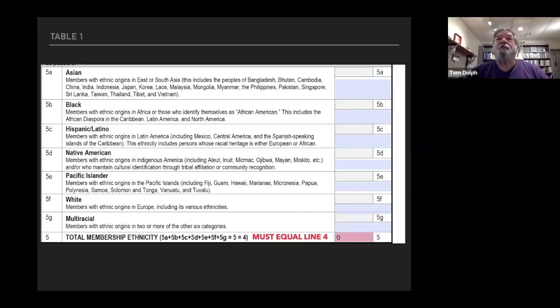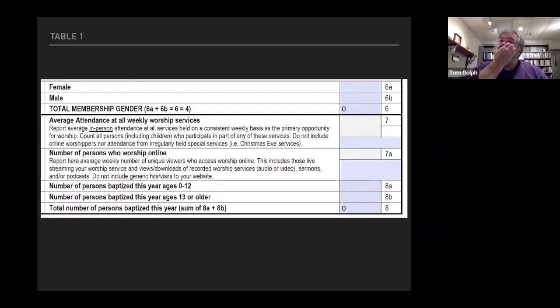In the online entry, this is self-calculated, and it will not let you proceed to submit the table until these numbers match. And the same is true when we get to gender. However people identify is the numbers that go in those male and female blanks. And this number also must equal line 4. Again, online, it won't let you submit the table.